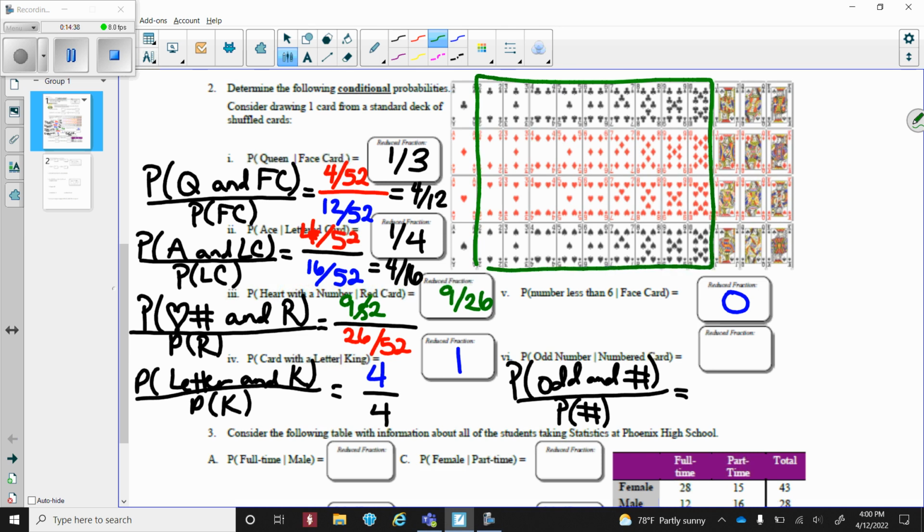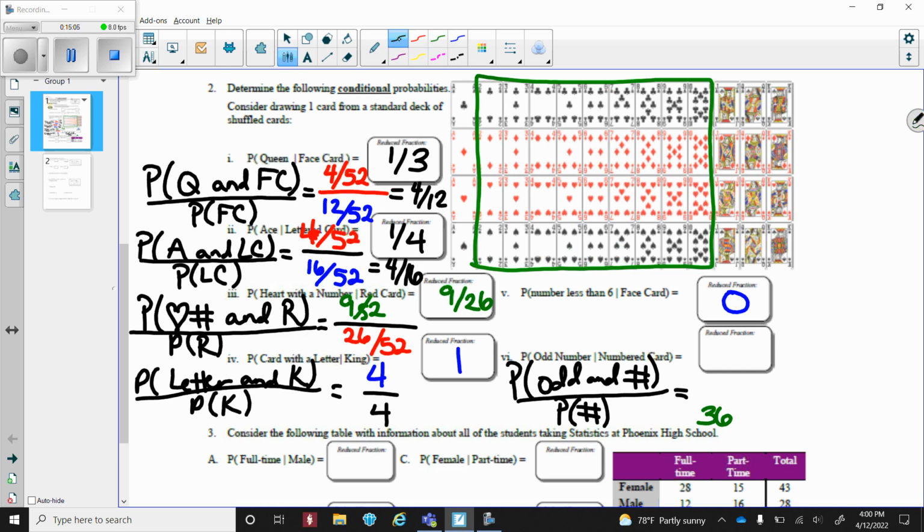We do not include Jack, Queen, King, and we do not include ace. Those have letters, not numbers. The total number of cards that I have blocked out in my square there, or my rectangle there, is 36. We have 4 rows of 9. So we're going to write 36 in the denominator here. And you can write 36 divided by 52, but as we mentioned earlier, that 52 is not necessary at this point.